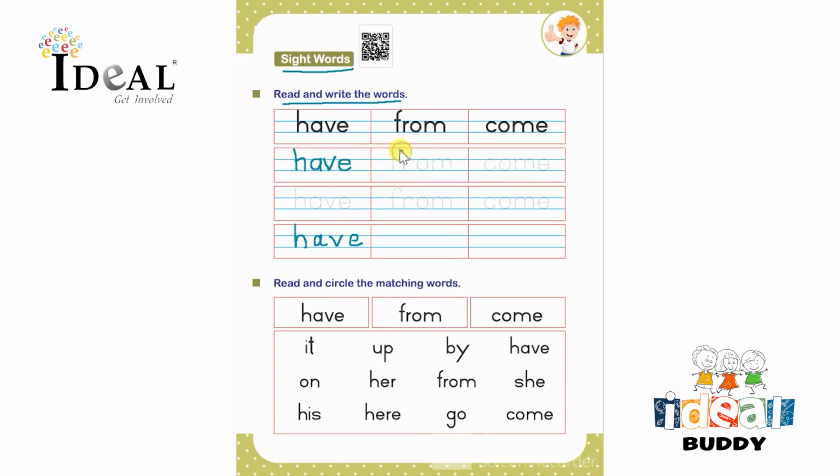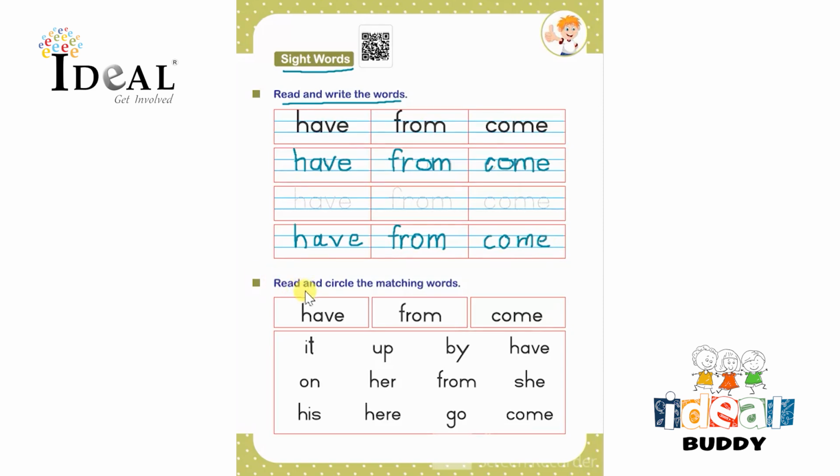After that the next word is from. So they first have to trace it twice over here and then they have to write it over here in the given space. The last word is come, C-O-M-E. So they will be first tracing it again over here two times, and then they have to write the same on their own over here.